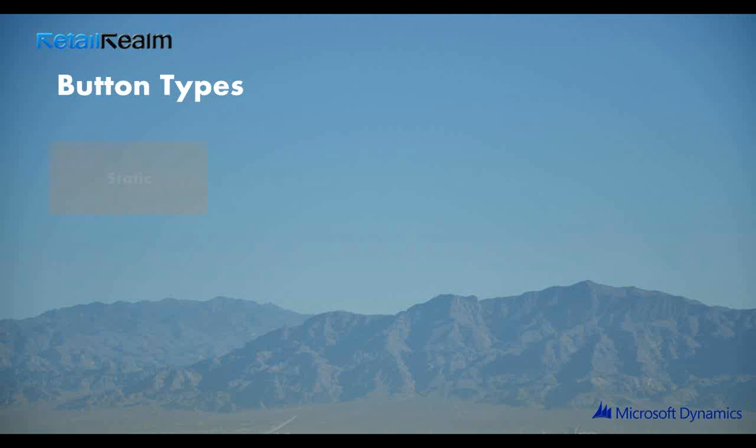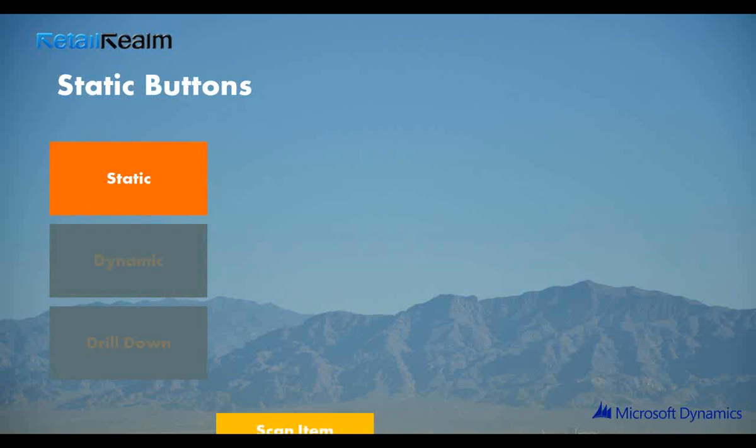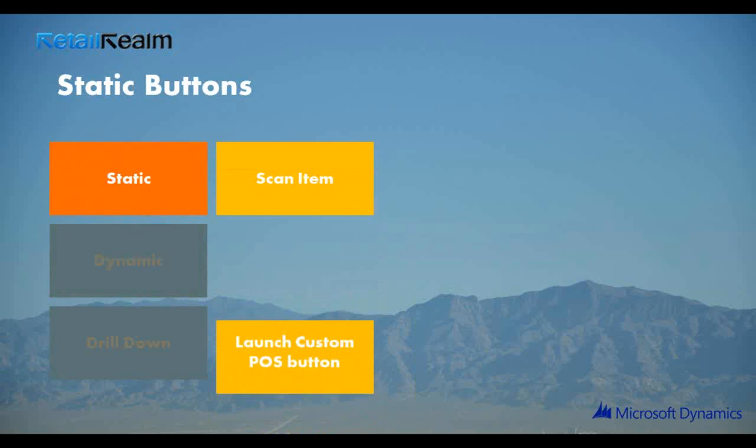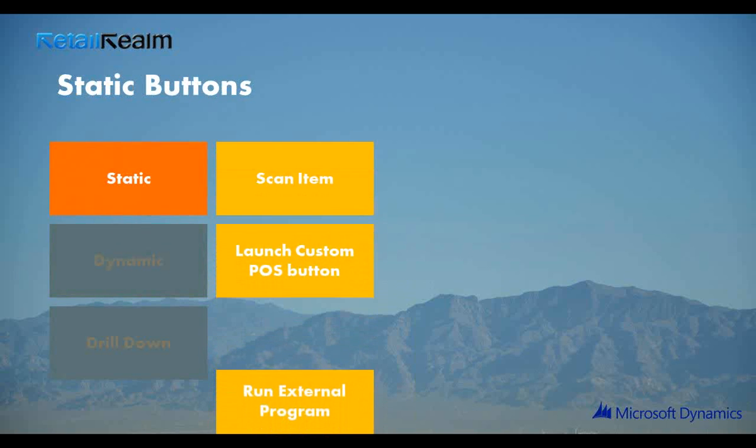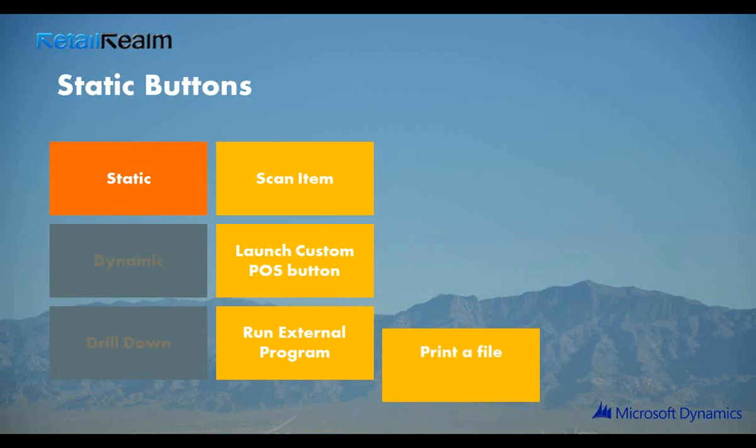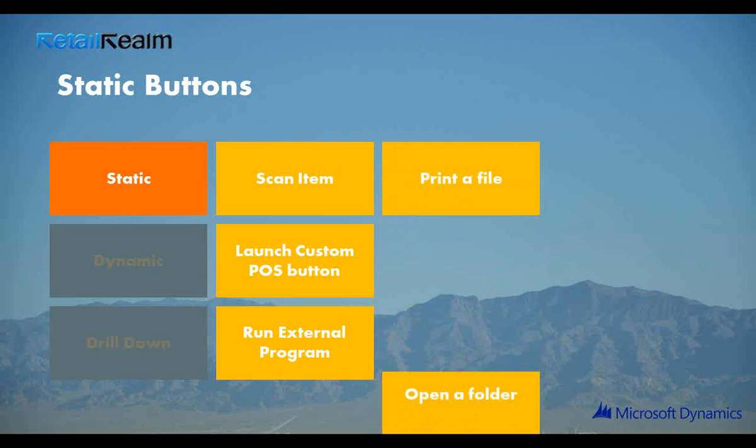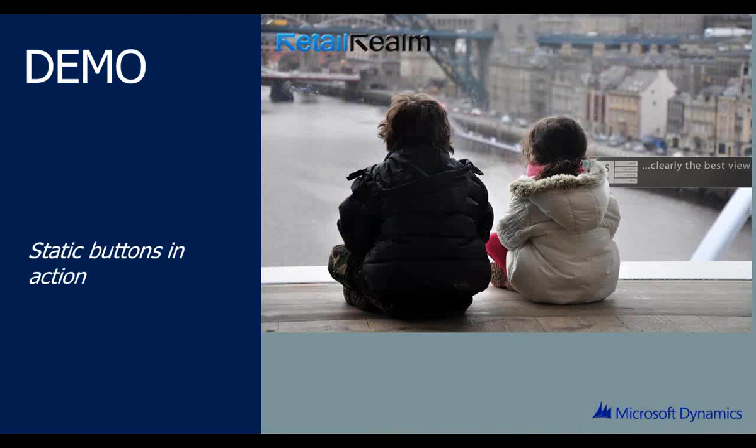Just moving on, we're going to look at the button types now, just to show you some of the power behind the application. We have three types. We have the static button. That's really looking at things like scanning your popular items. So if you're a coffee shop, you'd have your cappuccino, your latte, your Americano pre-programmed, always in the same place every time, so that you can easily get to them. But we can also launch a custom POS button. We can run an external program. We can even print a file, maybe open a folder and show some PDFs or something. So let's have a look at that.